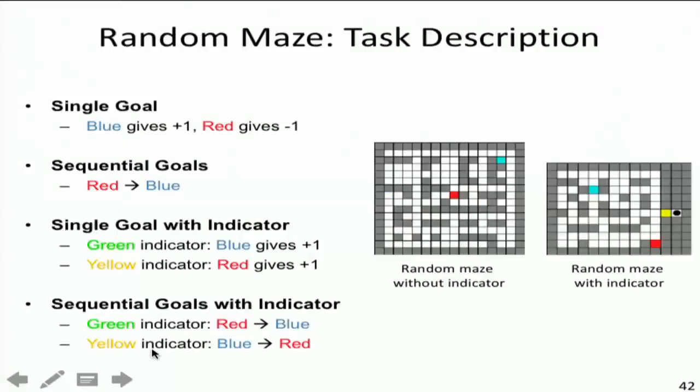And this is another task based on a random maze. In this case, the maze layout is randomly generated, and we consider a different type of tasks. Basically just going to some specific goal, but we consider some variations such as sequential goals, which means that you have to first go to the red and then go to the blue. And also you have some goals with an indicator, so depending on the color of the indicator, you need to go to a different colored goal. And we consider sequential goals depending on the different color of the indicator.